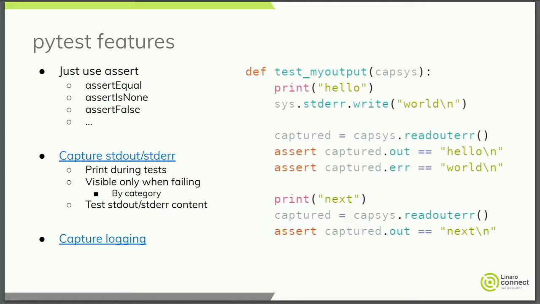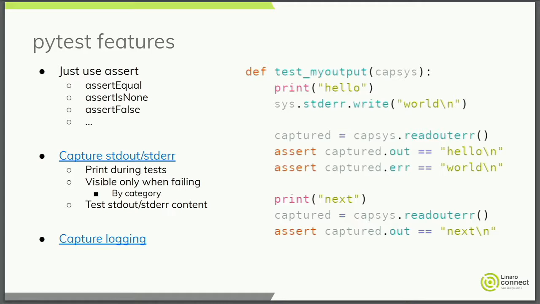And as pytest is capturing stdout and stderr, you can actually test what stdout and stderr contain. So this is what I'm doing in this test. I'm just printing, but let's say it's a function that you test that will print something, and you want to check that this function is actually printing something on the screen. If you use the capsys module, you can capture, read out and err, and check that out is hello and err is world.